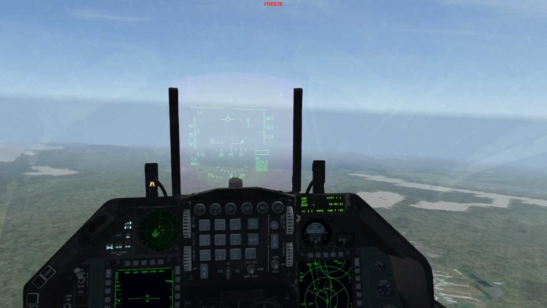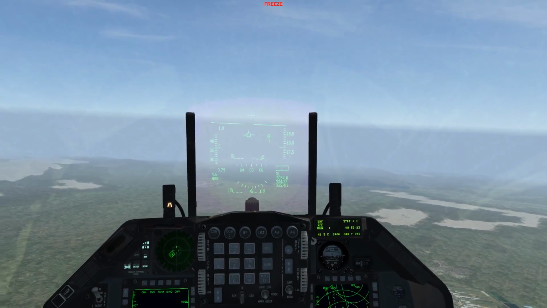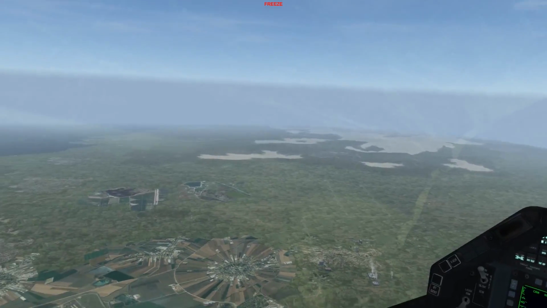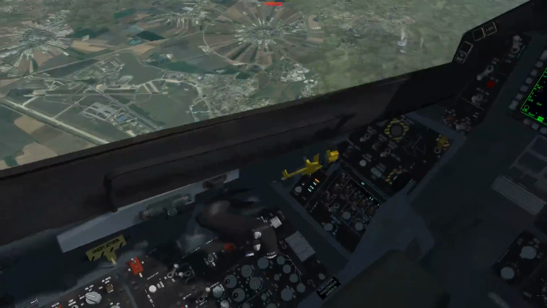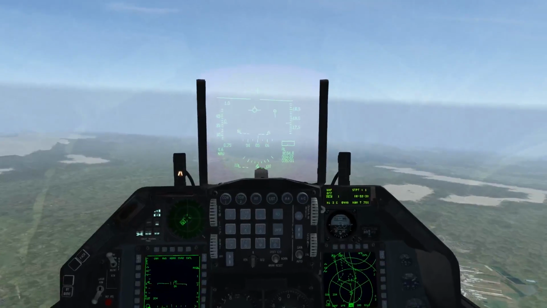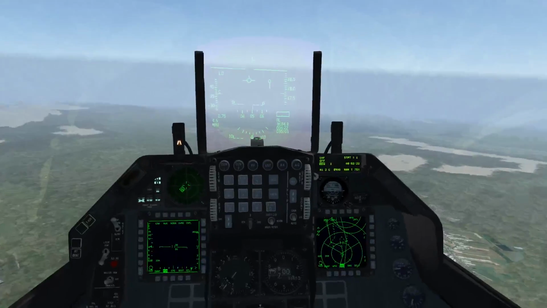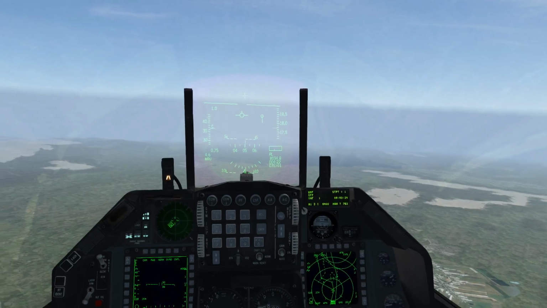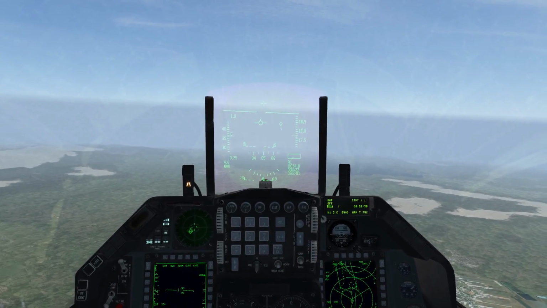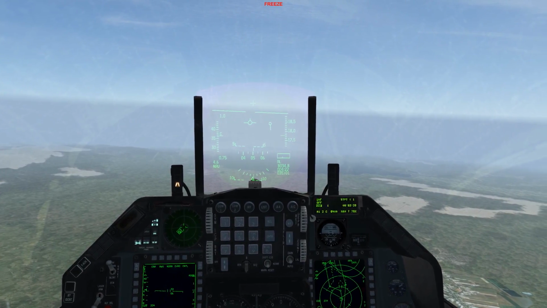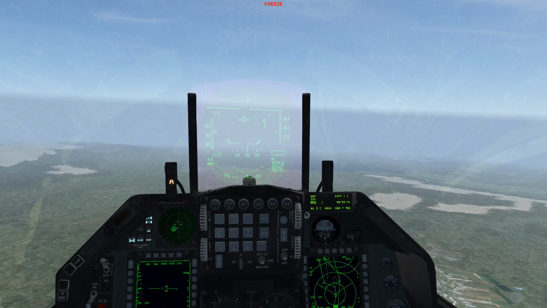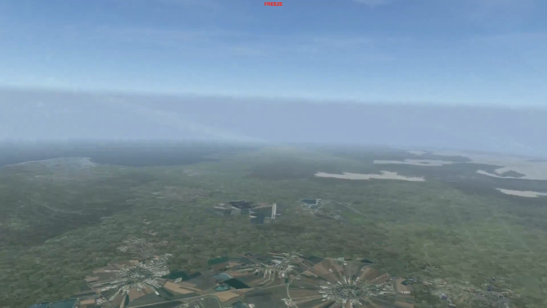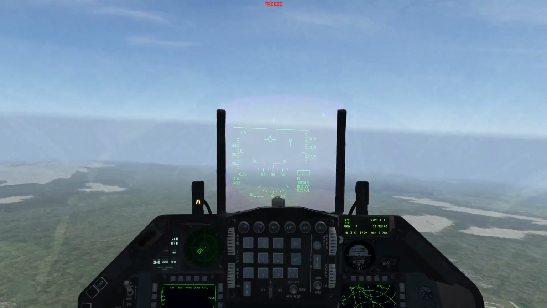And this is sort of the edge of the AO. It's the edge of the Flot, so it's where most activity happens. And right now we're right over Ramat David. So where would you see the Sea of Galilee from Ramat David? It's your 2 o'clock. We're going to use the Sea of Galilee as a visual rejoin point, and we're also going to use it as a reference to where the Flot is.